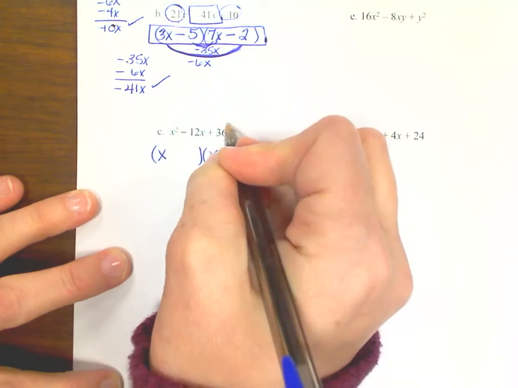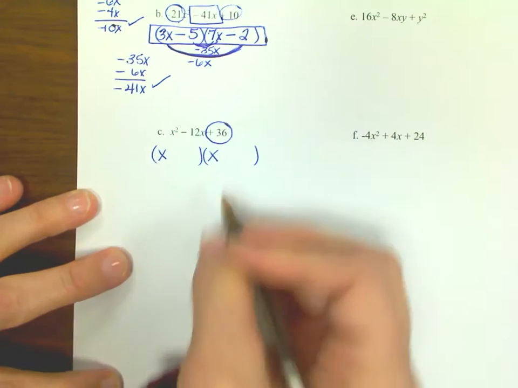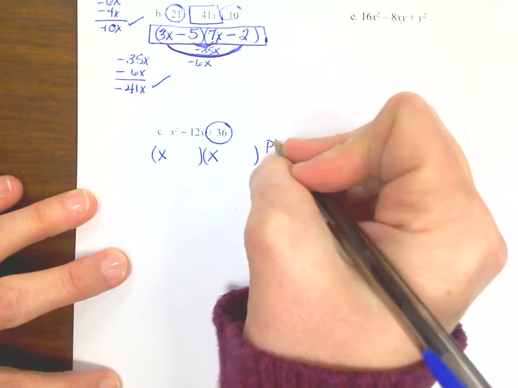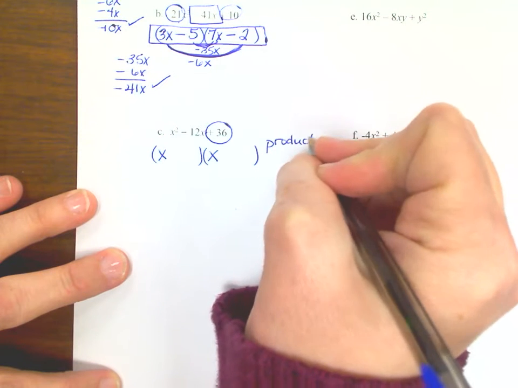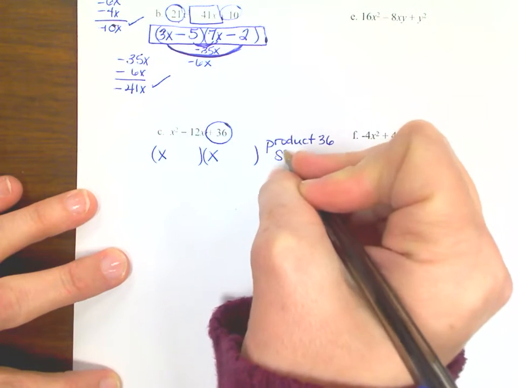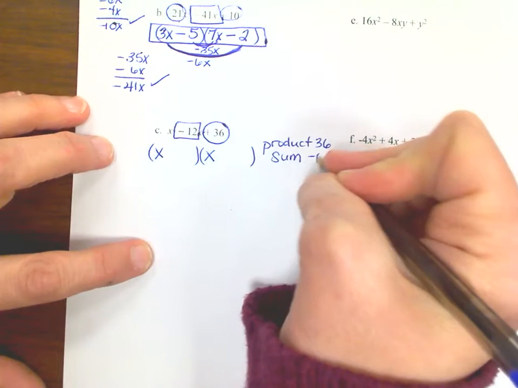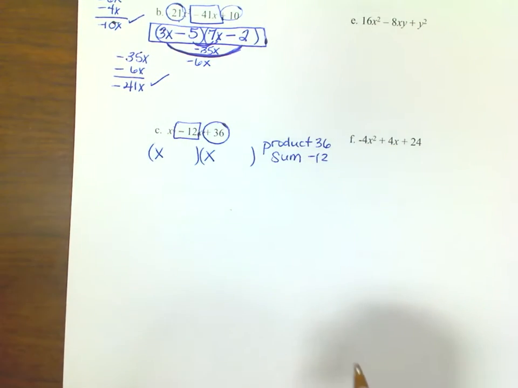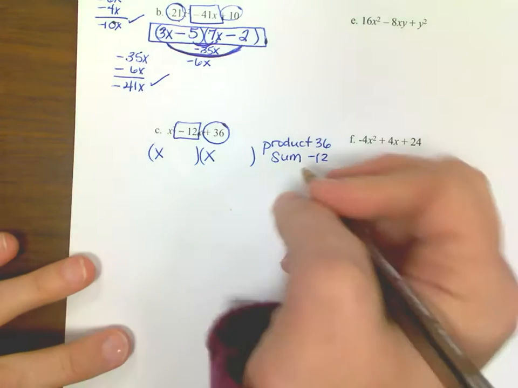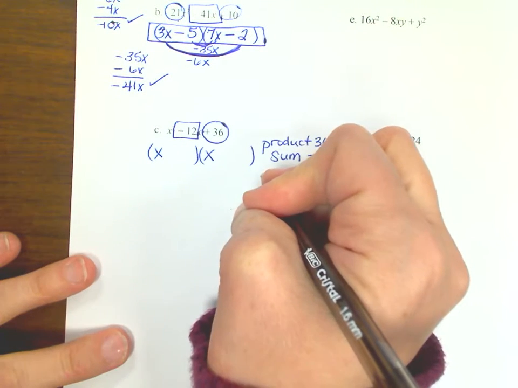We're looking for two numbers that will multiply to make the positive 36. So we have to have a product of 36, and we have to have a sum of that negative 12 that we see in the middle. So let's think of the factors of 36. We could use 6 and 6.